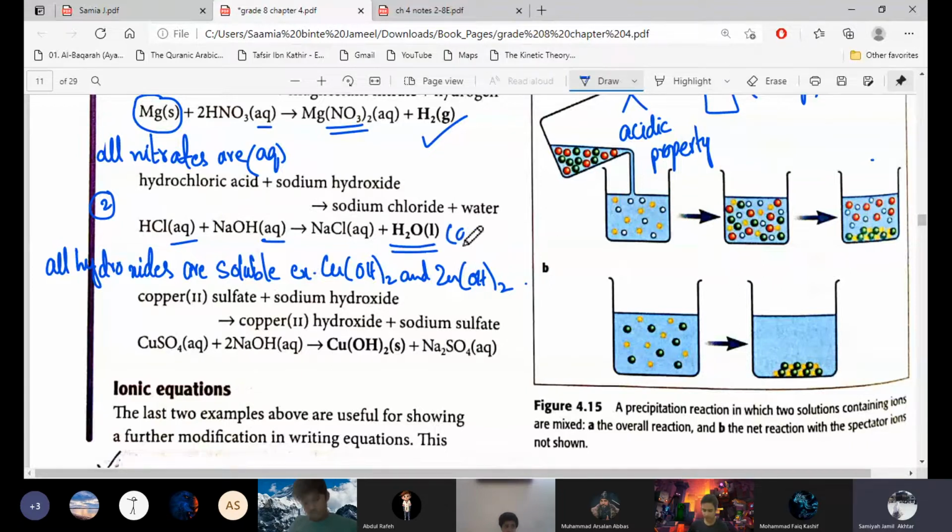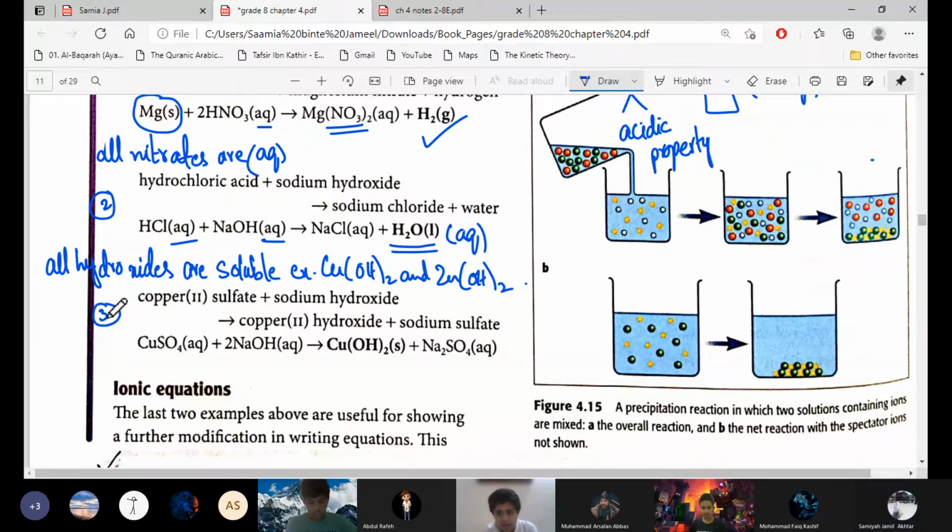Water is not considered aqueous because a substance becomes aqueous when it is dissolved in water. So water itself is a liquid, it is not aqueous. But when anything dissolves in water, then it becomes aqueous, its state changes into aqueous. So this is the neutralization reaction.